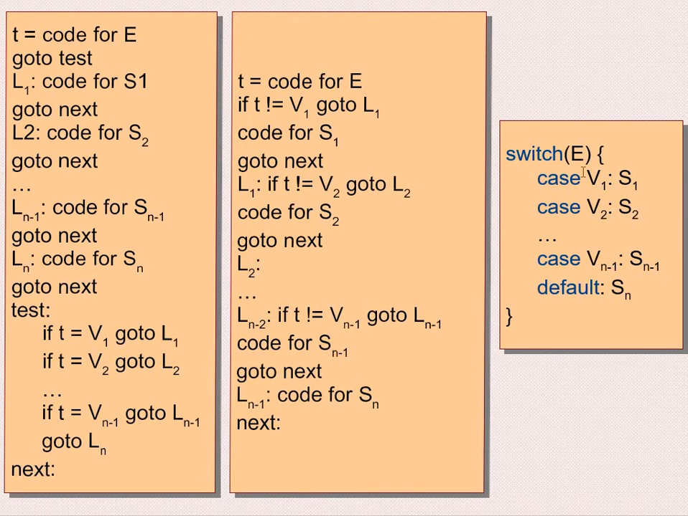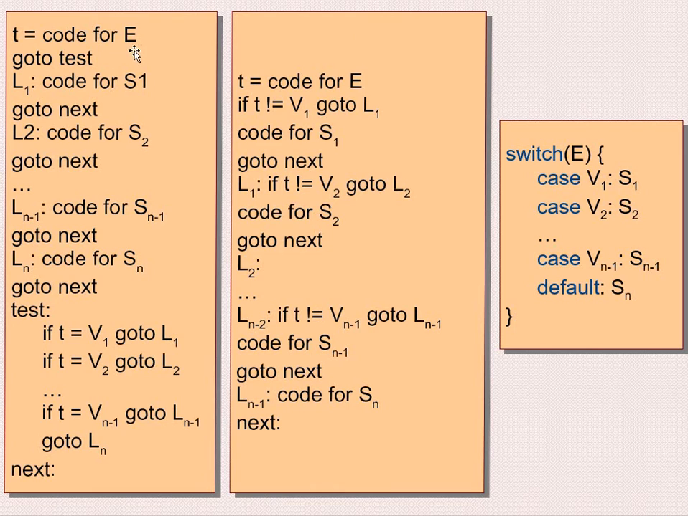We can see this here. Suppose the switch is like this: switch E and case V1, then we will execute this statement. If case V2, then we will execute that. If Vn minus 1, then we will execute this one. Else, if no case matches, we will go to default, so the statement Sn will be executed. We can write it in this manner or represent it in another manner.